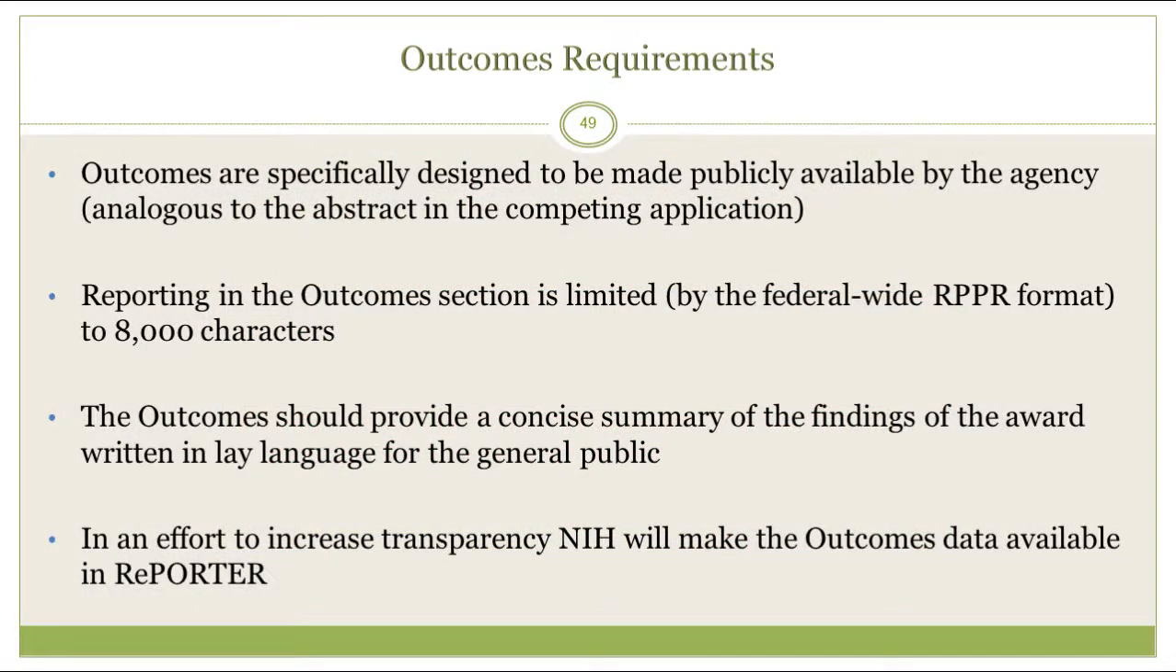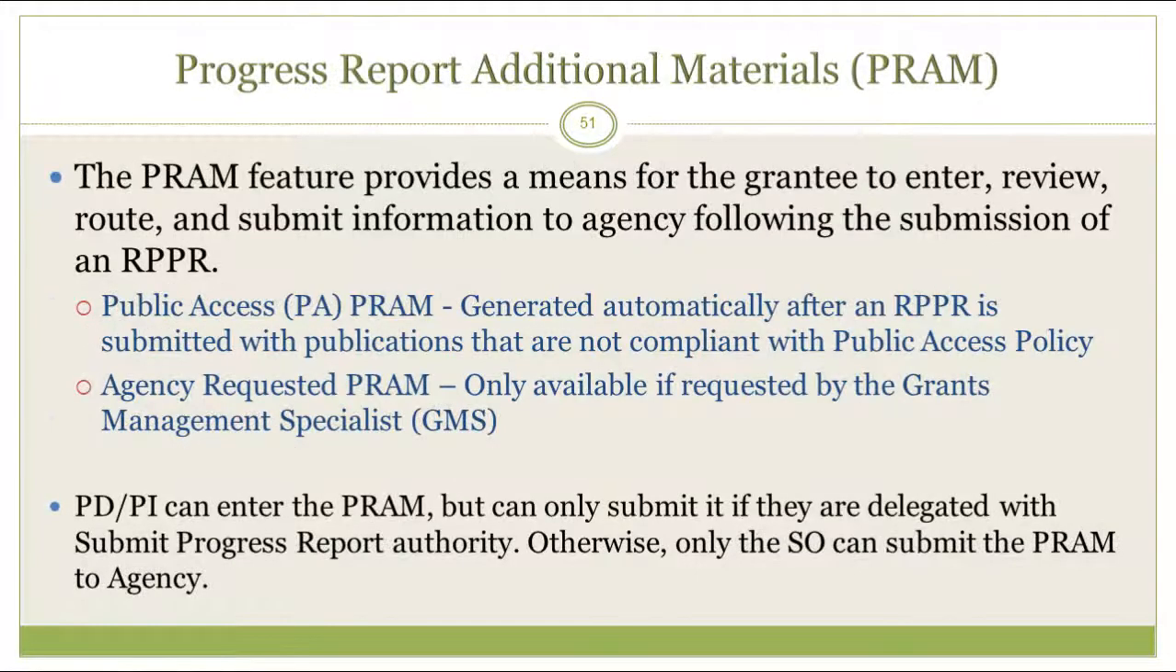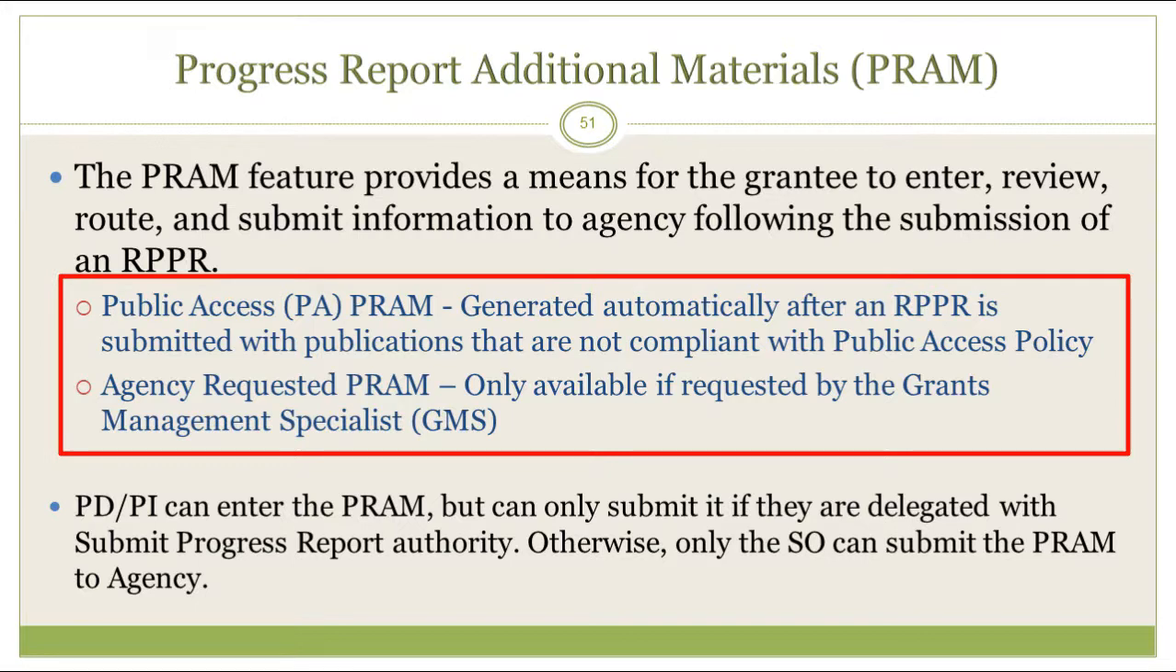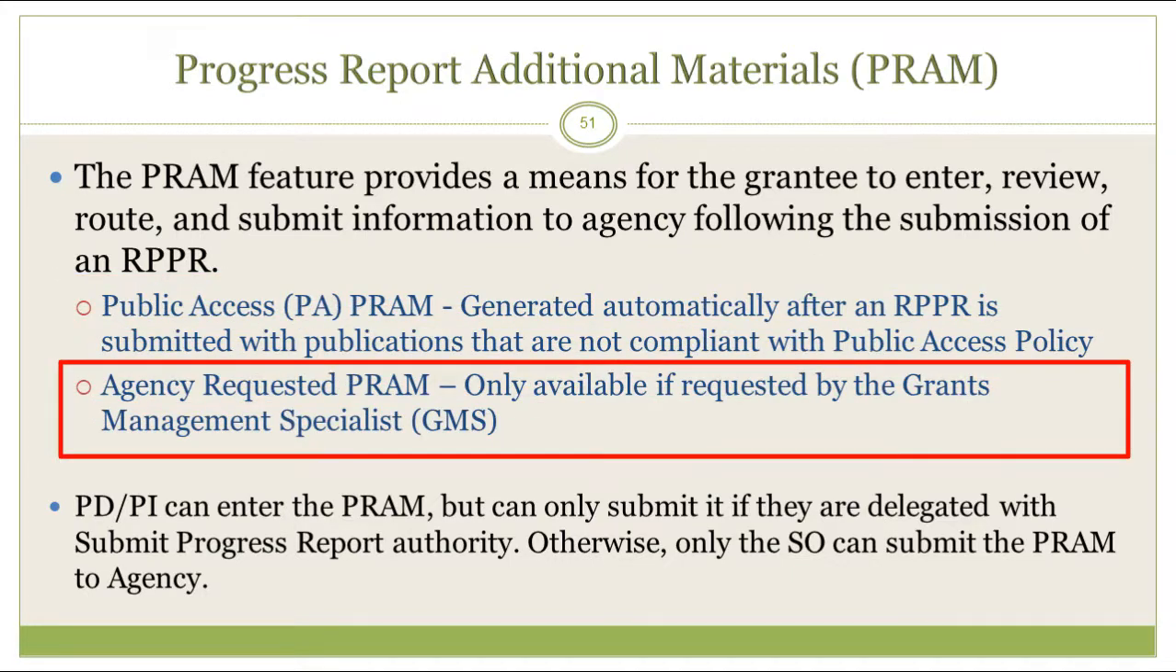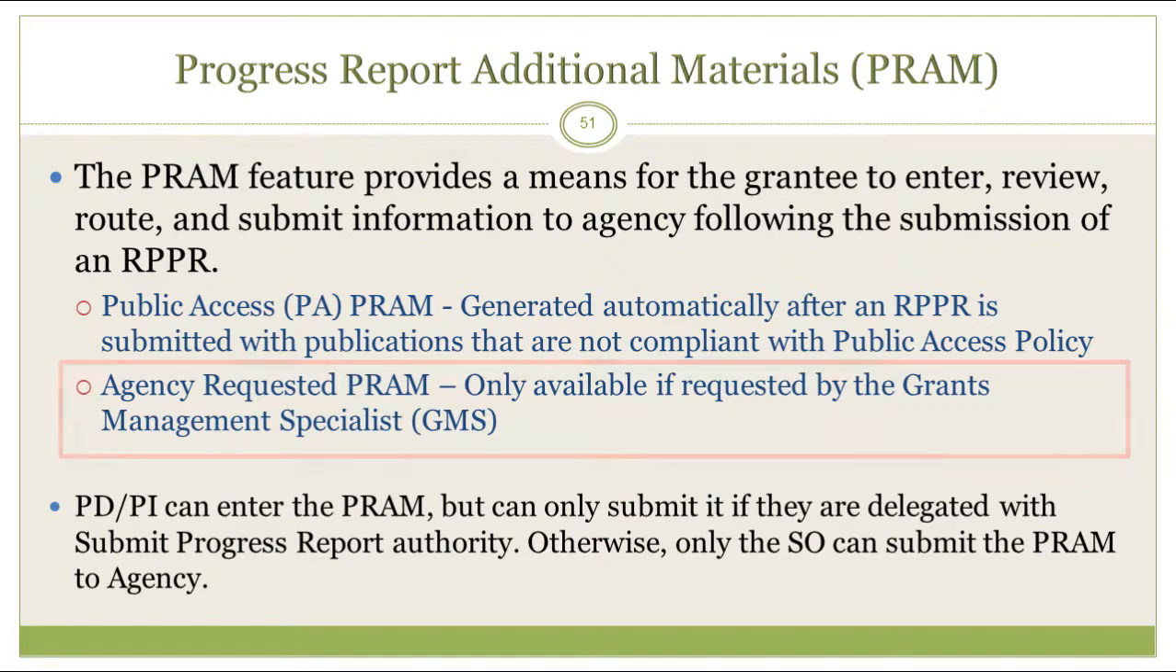Please review this slide with tips and share them with your staff so that the outcome section is filled out appropriately. It is important to know that occasionally we may need additional information on your progress report after it has been submitted. There are two ways of submitting this information. One is through the public access progress report additional materials section, which is specifically for those public applications that are not compliant with public access policy. And the second is through an agency requested PRAM. That is only available if the grants management specialist has requested additional information. The PI or the PED can enter the PRAM, but it can only be submitted by the signing official or if the PI has been given the submit progress report authority.